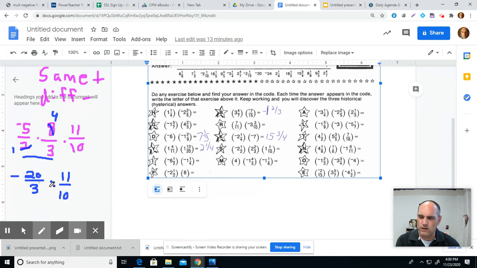I can cross cancel this way. 10 goes into both of them. 10 goes in here once, 10 goes in there twice. We can't cross cancel this way, so this now becomes 22/3. Signs are different, so it's a negative 22/3. Make it not top heavy. 3 goes into 22 7 times, because that would be 21. So we still have 1 left over, and the bottom stays the same. Remember, it was a negative, so don't forget to put your negative on there. It becomes negative 7 1/3.